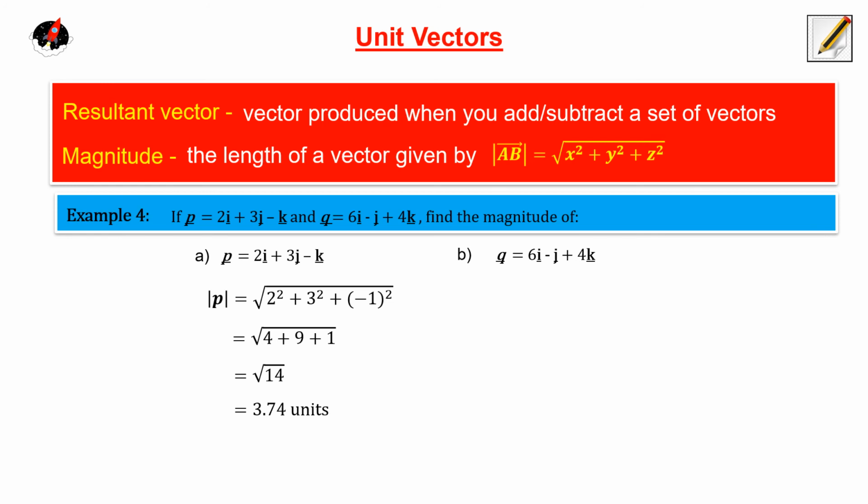Similarly, if I wanted to get the magnitude, the length of vector Q, it would be the square root of 6 squared because I have positive 6i, plus negative 1 squared because I have negative j, plus 4 squared because I have 4k. So that's going to work out as the square root of 36 plus 1 plus 16. And if we work through that, we get the square root of 53, which corresponds to 7.28 units, rounded to 2 decimal places.